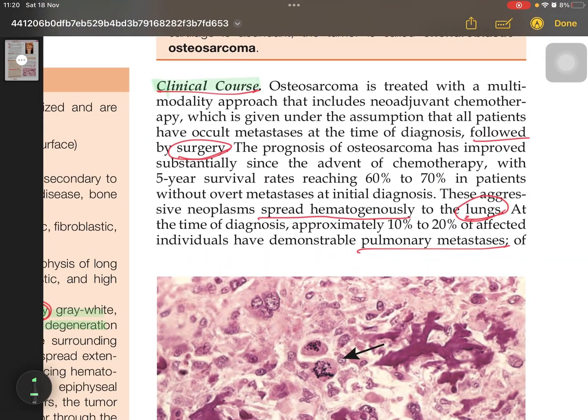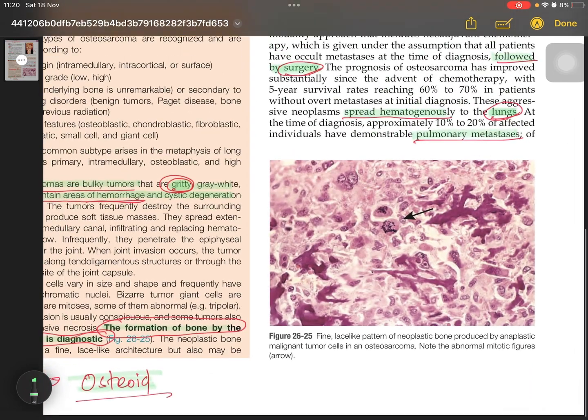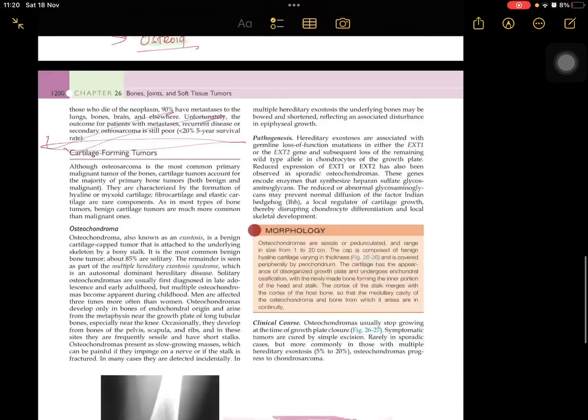Clinical course. It is treated by surgery. This is a malignant tumor, so it spreads hematogenously to the lungs. The most common site of metastasis of osteosarcoma is pulmonary metastasis, that is, to the lungs. Here it is written pulmonary metastasis. A fine lace-like pattern of neoplastic bone cells is seen in osteosarcoma.